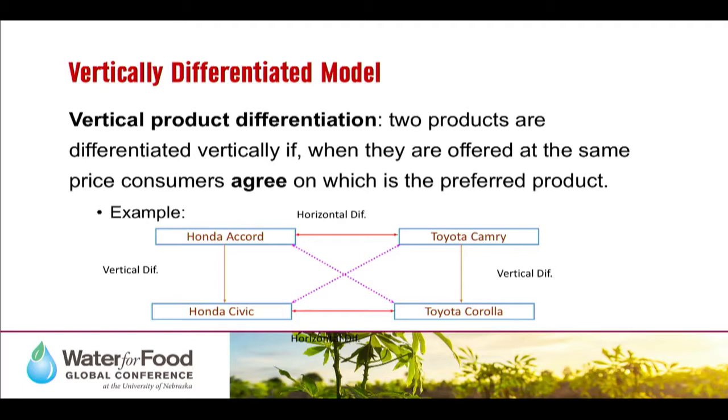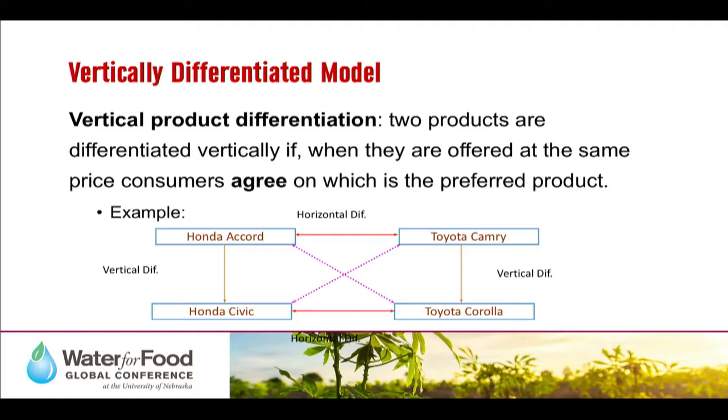So to build this analytical framework, we use a vertical differentiation framework. Vertical differentiation framework, by definition, means that when the two products are available at the same price, consumers do prefer one product much more over the other product. One way of looking at this is, at identical prices, there is a strong preference for one product over another.